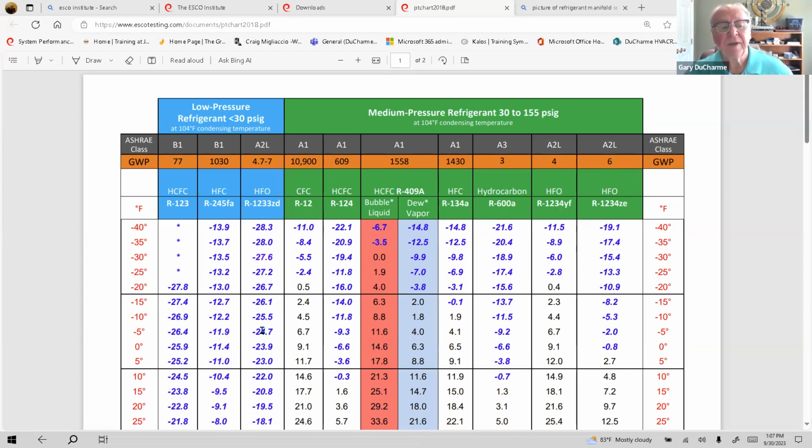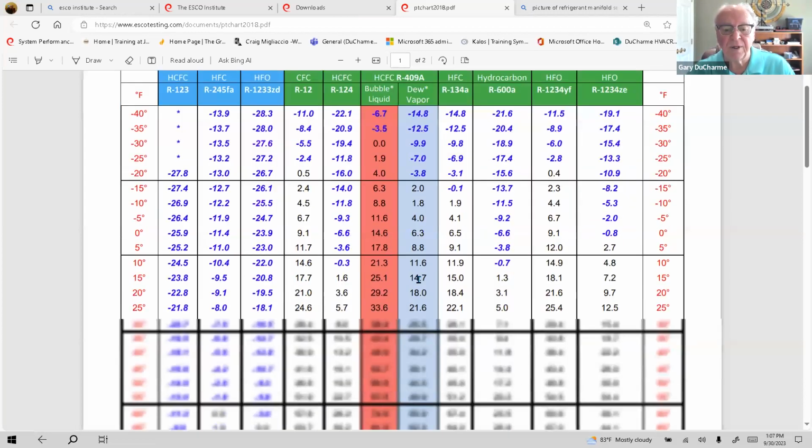For example, questions about low pressure refrigerants are right here. The answers are in this PT chart right here. Medium pressure refrigerants. You may be asked if R134A, for example, here is a medium or low temperature refrigerant. Your answer is right here. It is located with the medium pressure refrigerants.